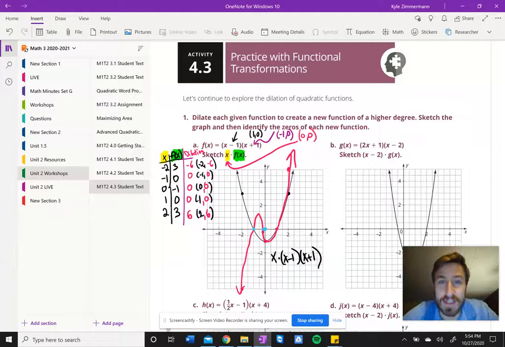Team, it's Mr. Z, and today we're going to continue to practice dilating functions. Let's go ahead and turn up the heat.